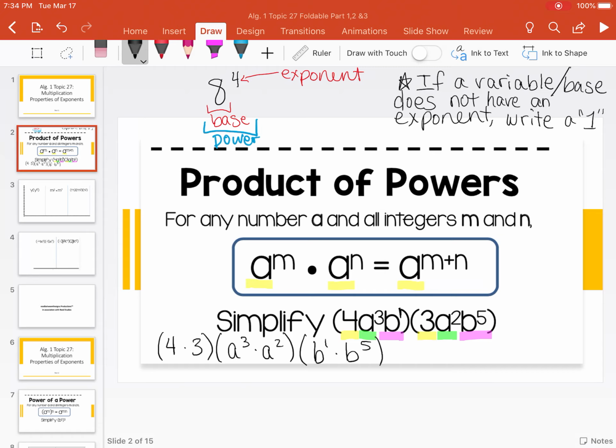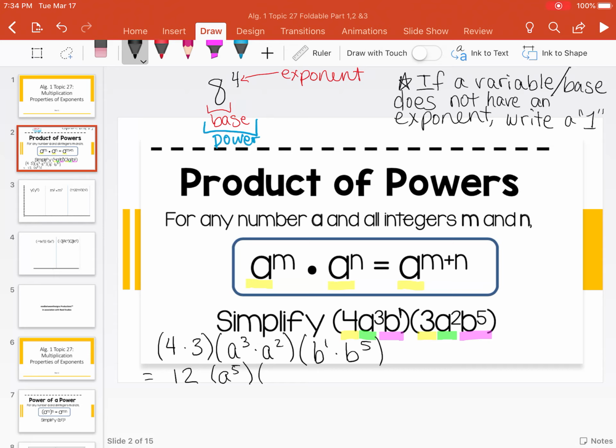So we know that 4 times 3 gives us 12. And now we have a to the 3rd times a to the 2nd. So again, we're going to add our exponents here. So a to the 3 plus 2 gives us a to the 5th.